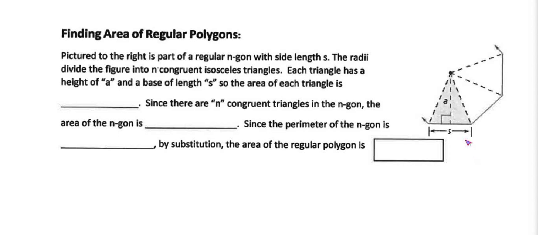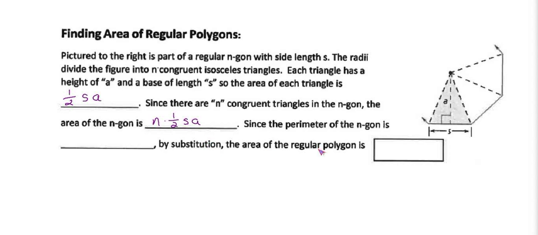Now, how do we find the area of a triangle? Well, that's easy. It's 1/2 base times height. And the base is s and the height is a. So it's 1/2 times s times a. Since there are n congruent triangles in the n-gon, the area of the entire n-gon is n, that's how many triangles there are, times the area of each triangle, which is 1/2 times the side length times the apothem.